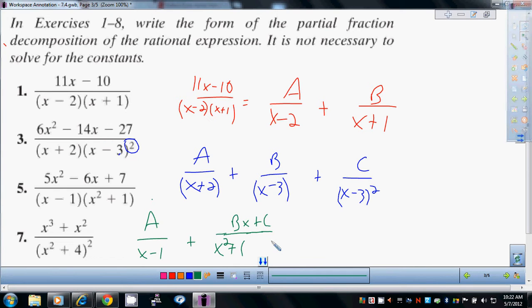When you actually have an x squared in there, you're just going to put bx plus c because there's 2 separate terms there. It's different when it's like this. I can't really explain why this is this. But when you have an x squared, then you need bx plus c in the top. What do you think it would be?